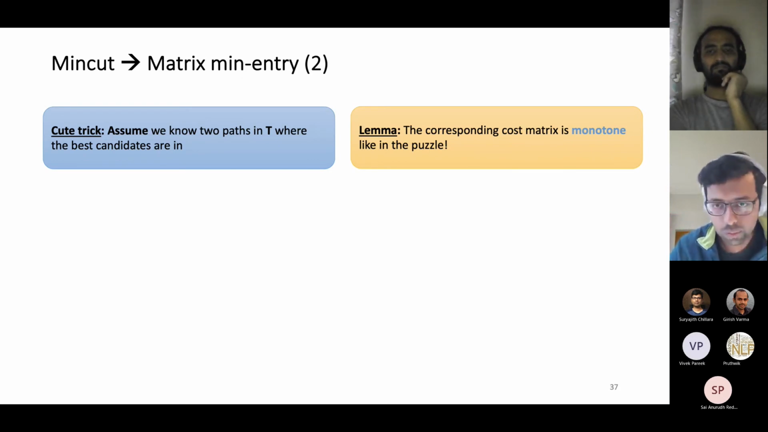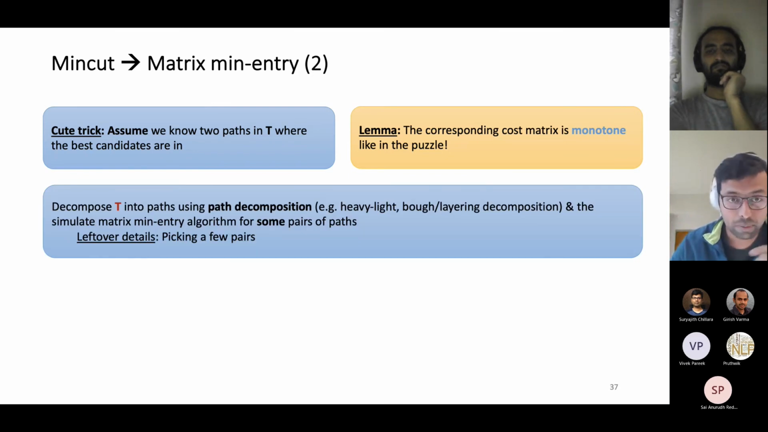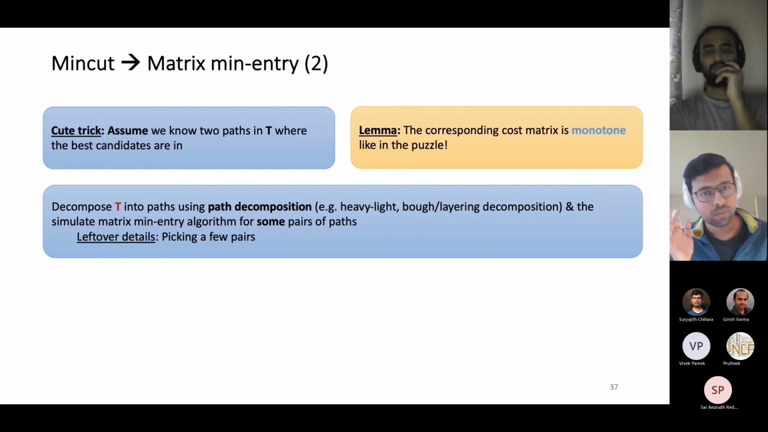But the question is, we do not know how to find these subpaths. You can just go ahead and compare every subpath one after the other, like compare every pair of subpaths, but that again is a very expensive operation because there are many ways of pairing up two subpaths.